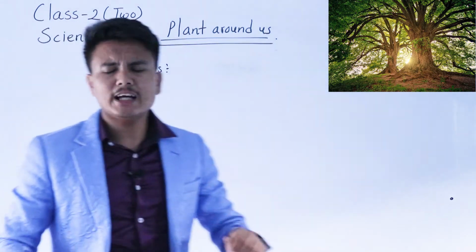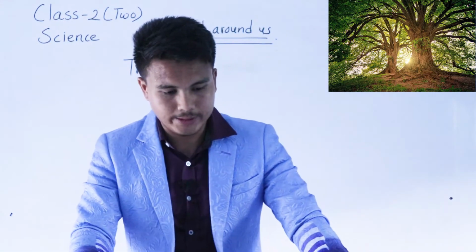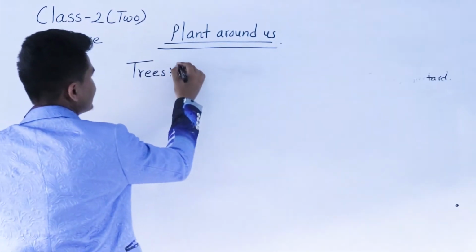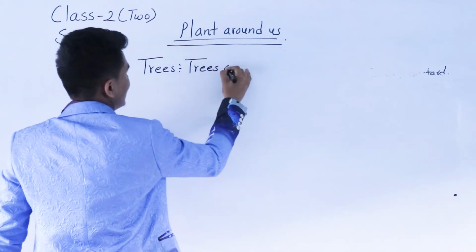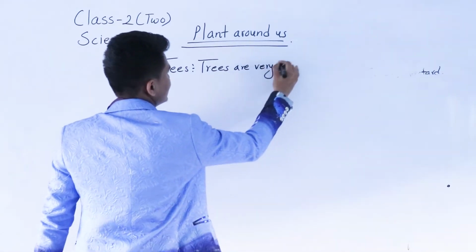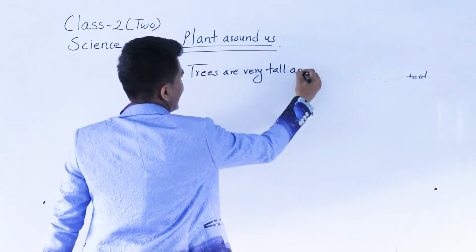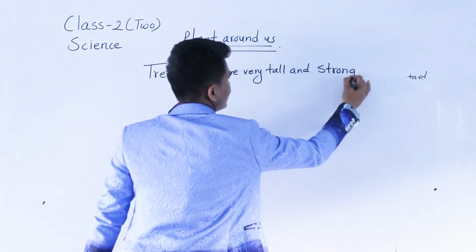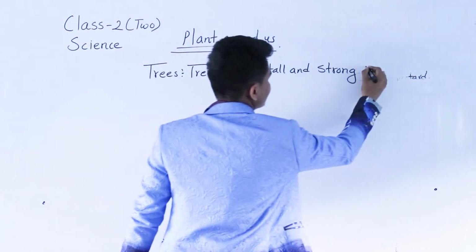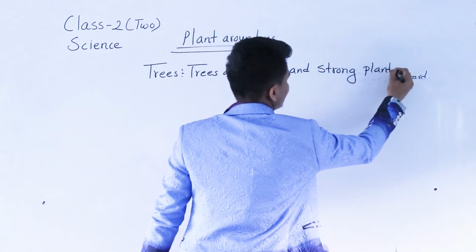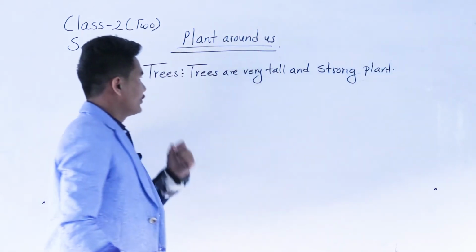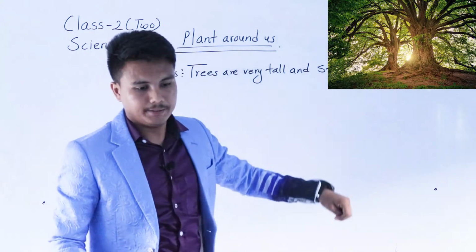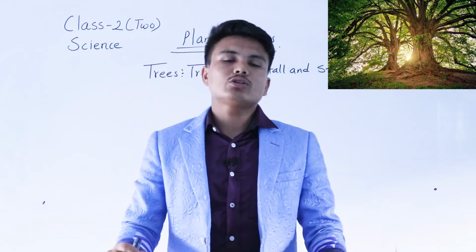So basically, trees are very tall and strong plants. Trees are very tall and strong plants, which means that they have lots of branches.